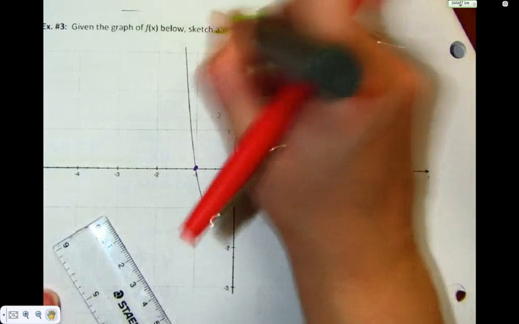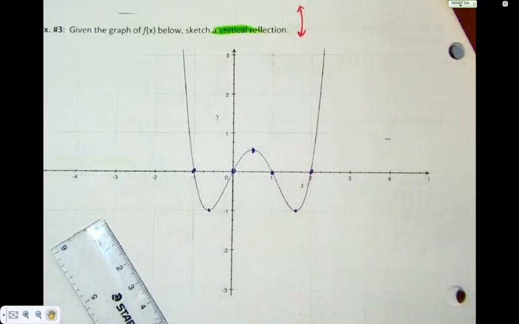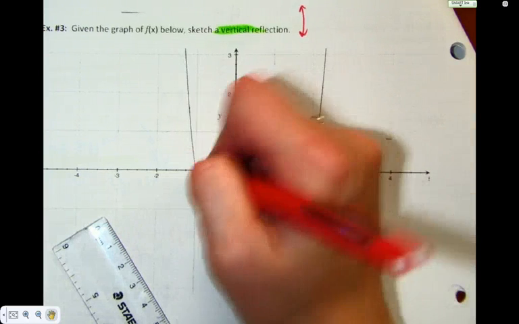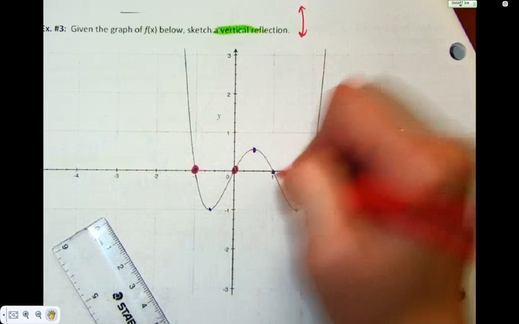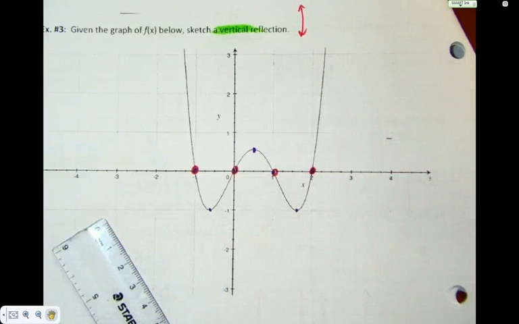We need to note this thing is going vertically, and sometimes it helps to put the arrow showing top to bottom so that you remind you're doing a vertical flip, not a side-to-side flip. And we're going to red pen because this is going to be our last graph. And first thing I'm going to do is remark all the x-intercepts. Those are really important points when we're doing vertical reflections. Who can tell me why?